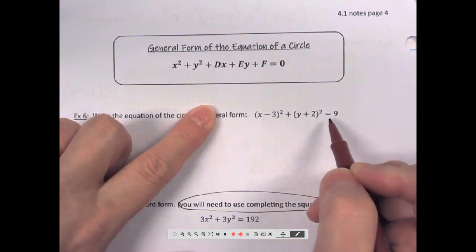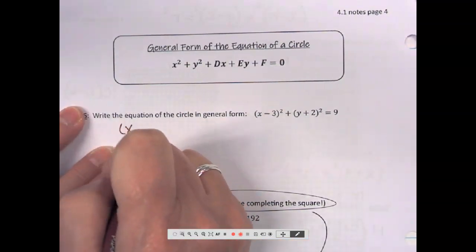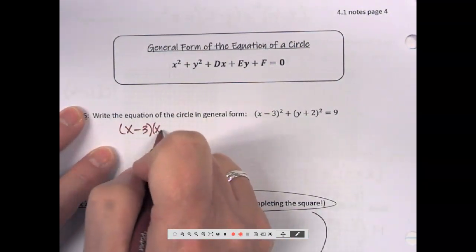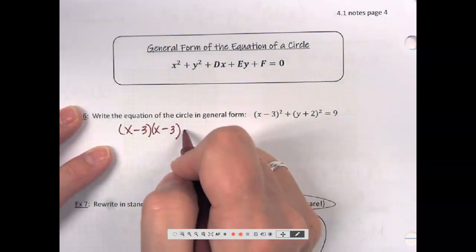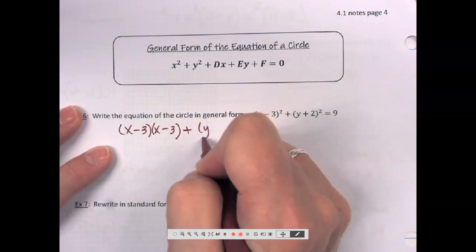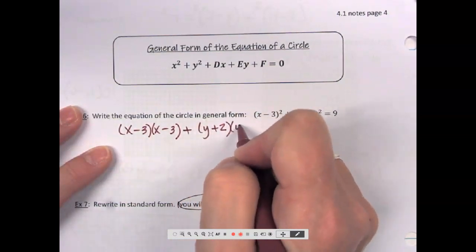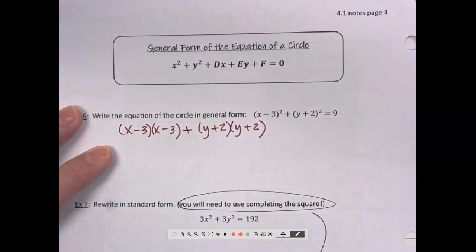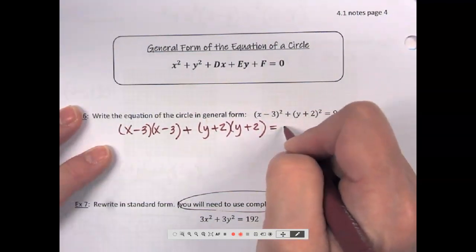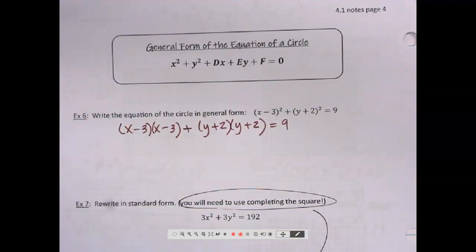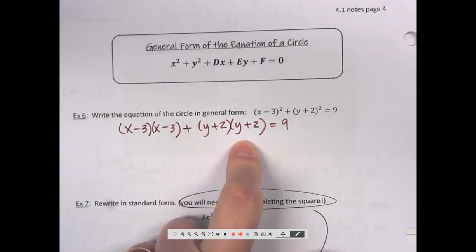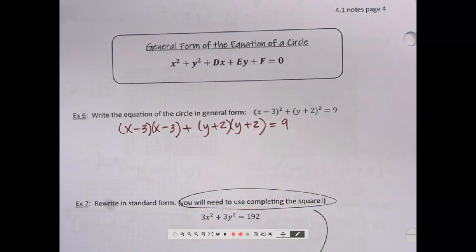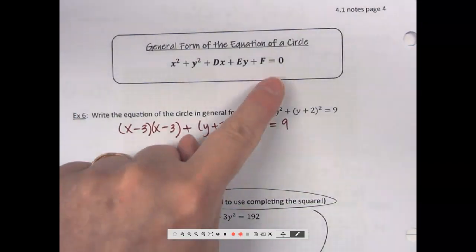I'm going to get rid of parentheses. So that means x minus 3 times x minus 3. That's what x minus 3 squared means. Plus y plus 2 times y plus 2. That's what y plus 2 squared means. And then it equals 9. Okay, so we're going to distribute or foil, add up all the like terms, subtract 9, so that it's equal to 0.